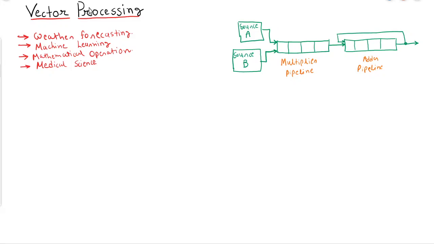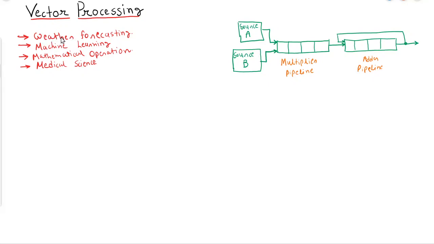In the previous video, we discussed what the RISC pipeline is, and there we discussed the delayed load and delayed branch. So now we will start our discussion with vector processing. Now you know that machine learning and artificial intelligence are the booming words nowadays. So here vector processing can be very helpful.